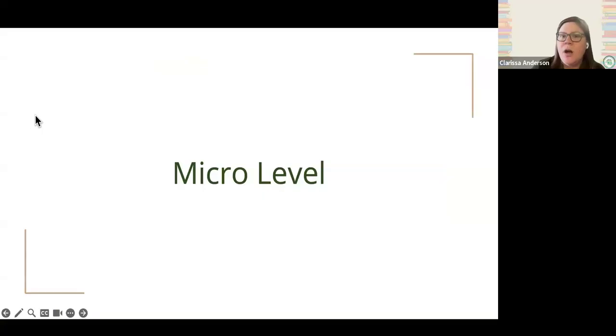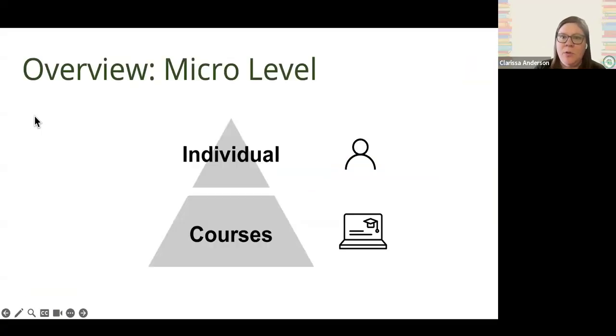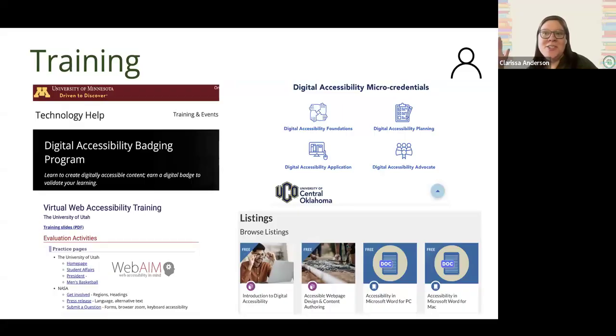Starting off with that micro level, we've got individuals and we have those courses. It sounded like from the chat that this is something that's probably pretty familiar to you in terms of what you're able to influence. So I do hope that there are some here that maybe you haven't thought about yet. One thing is what you're doing right now, right? Professional development or training. This can also involve some basic awareness about accessibility. No one's expecting people to become a whole digital accessibility specialist.